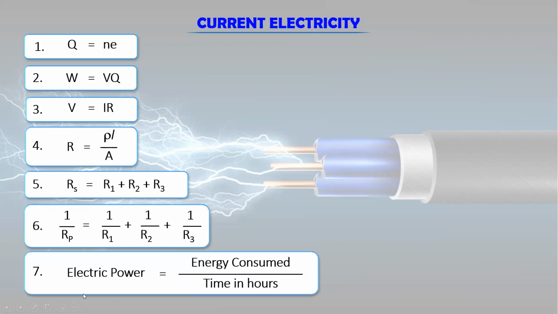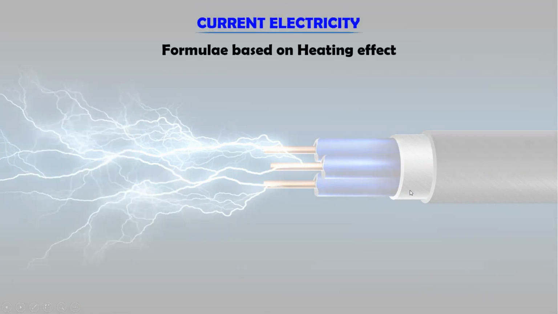And finally we have electrical power, that is energy consumed upon time in hours. If I have to find the electrical energy from it, I'll take time to the other side, where it becomes multiplied. So energy consumed is electrical power into time. Right. Now in electricity there were sums on the heating effect also, right? So we have formulas on heating effect.